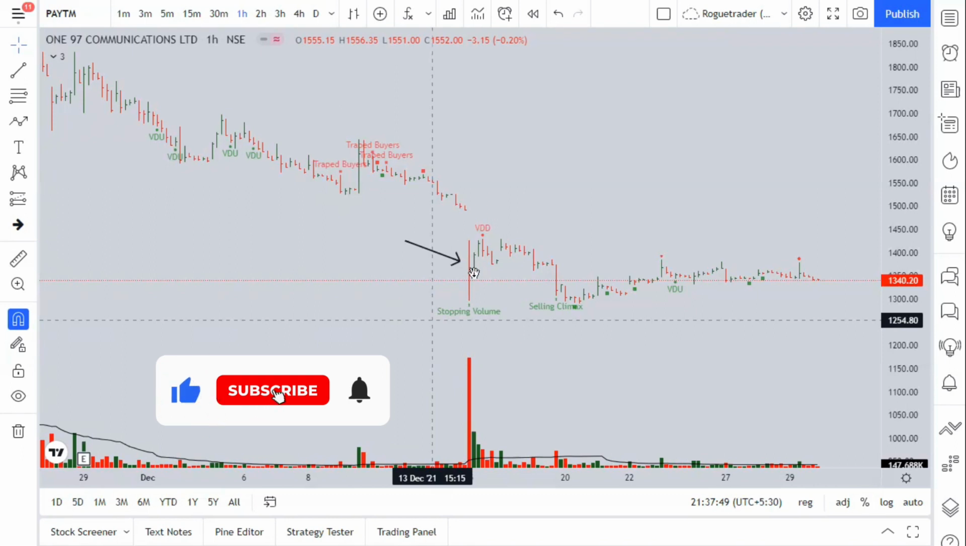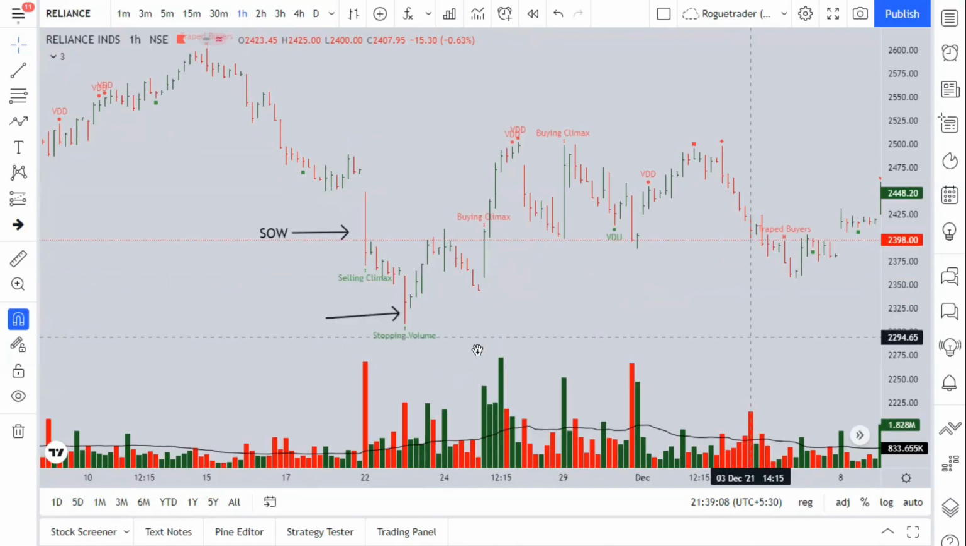As you can see, I already told you that stopping volume is an absorption volume. When stopping volume occurs, either the market stops its particular downtrend and might continue into an uptrend, or the market might go sideways. Because it is an absorption volume, the market starts absorbing more and more orders right here for a possible up move or a down move. Now I'm going to show you one more example regarding it.